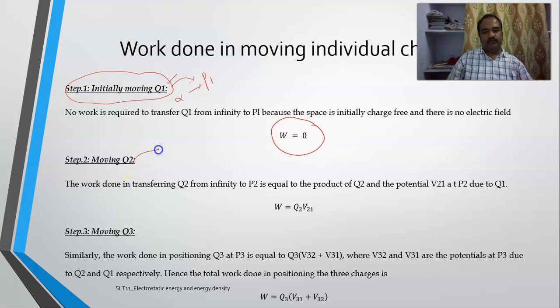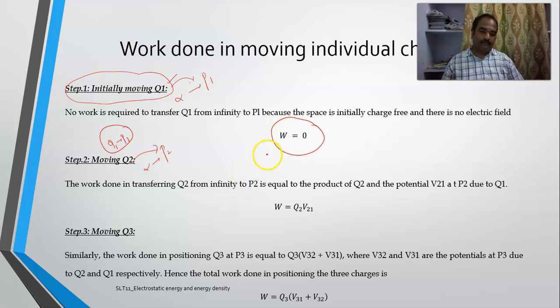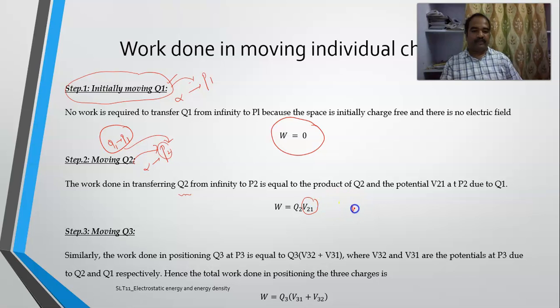Now, moving Q2 to P2: a charge Q1 has already been brought and is at position P1. So now you are moving Q2 to P2 from infinity. In this case, the work done is equal to the charge times the potential which this point experiences due to this charge. I'll represent that as V21. So W is equal to the charge times the potential at point 2 due to the charge at point 1, V21.